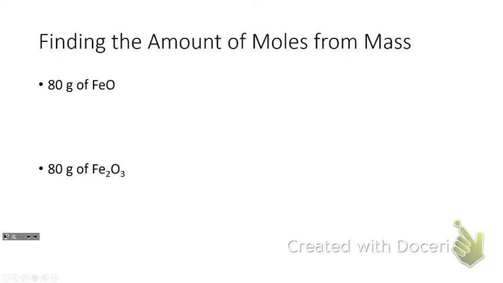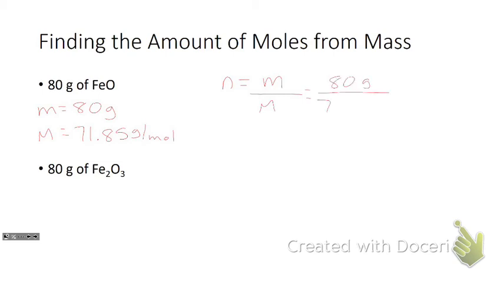So what is my mass of sample for iron 2 oxide? What is my mass of sample, Tanner? 80 grams, very good. So that's little m. And the molar mass of iron 2 oxide is 71.85 grams per mole. So number of moles is equal to mass of sample divided by molar mass. So we have 80 grams divided by 71.85 grams per mole.